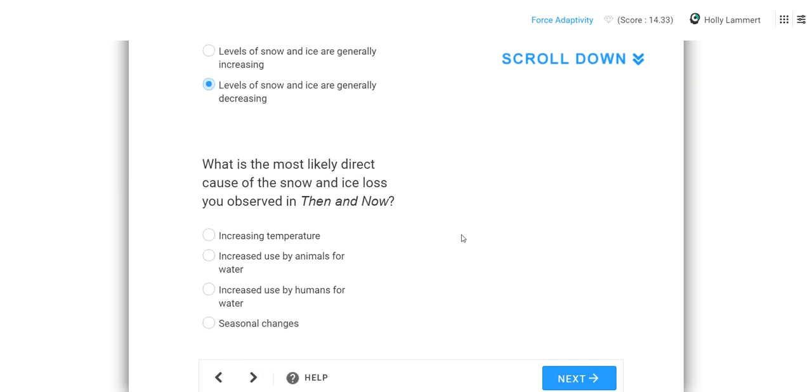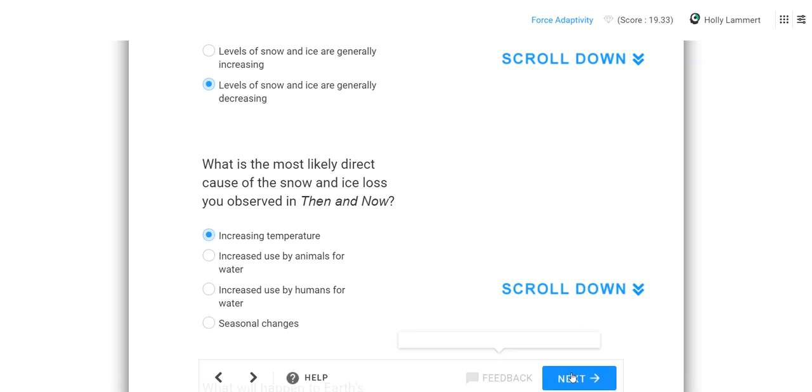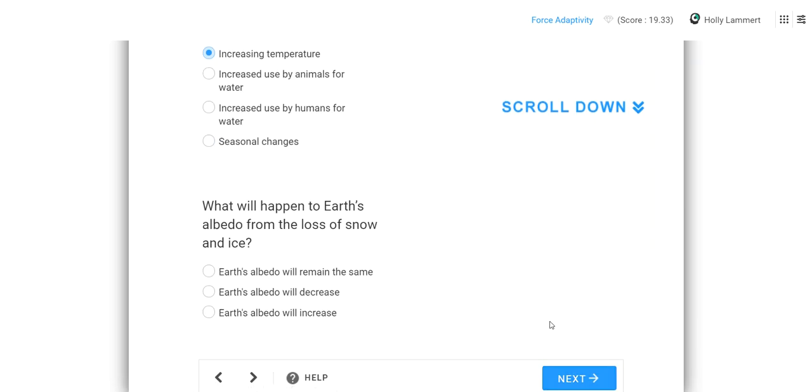What is the most likely direct cause of the snow and ice loss you observed? Increasing temperature. Melts ice, that's what happens. All right, and our last question here. What would happen to Earth's albedo from the loss of snow and ice? Earth's albedo will remain the same. It will decrease or it will increase.